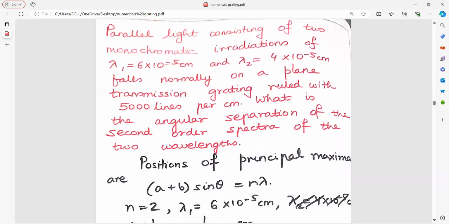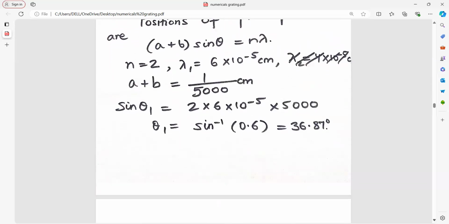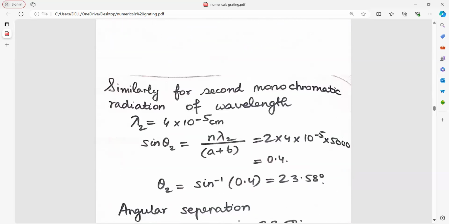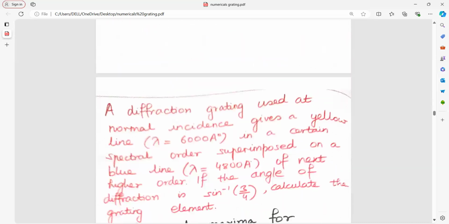Parallel light consists of two monochromatic radiations of this much. What is the angular separation? See, the positions of principal maxima are a plus b sine theta equal to n lambda. N is equal to 2, lambda 1 is 6 into 10 to the power of minus 35. So your sine theta value, or the theta 1 value, comes out. Similarly, for the second monochromatic radiation, theta 2 comes out. And angular separation is theta 2 minus theta 1.